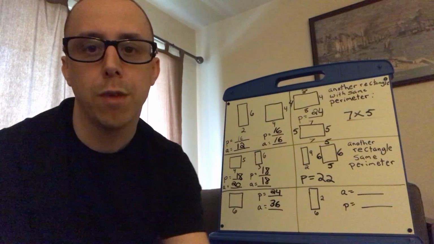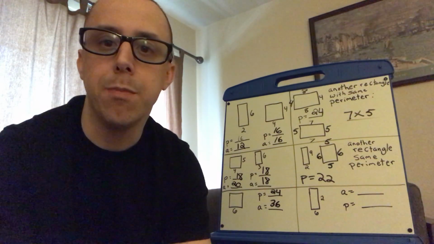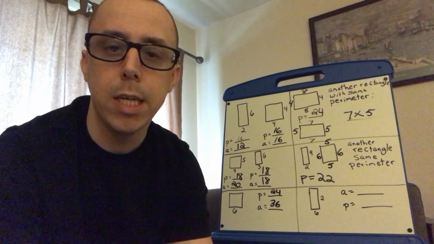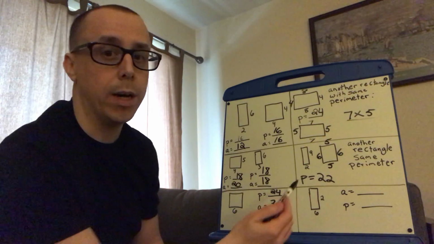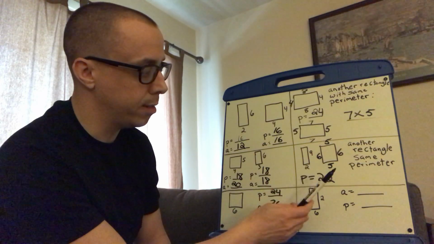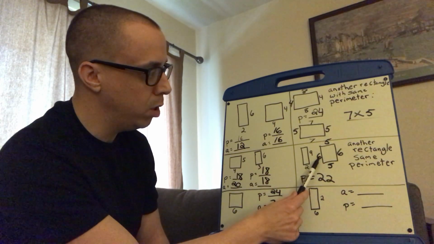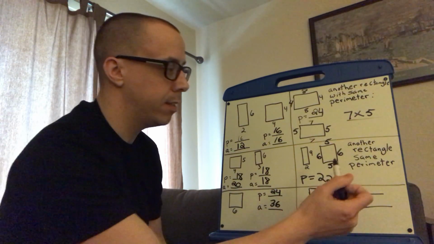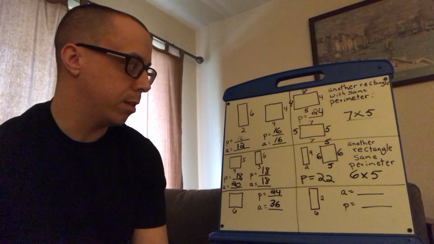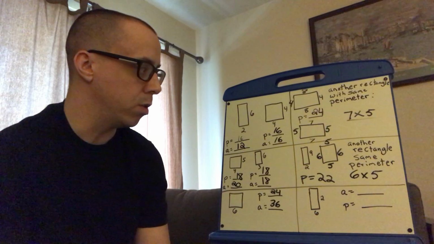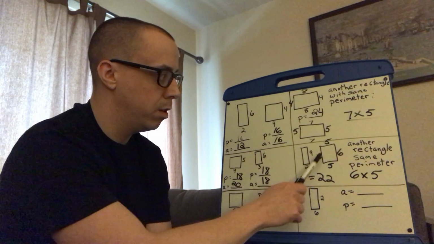So when working with rectangles here today, remember that you keep in mind that opposite sides are equal, and if it's a square, all 4 sides are equal. So anyway, our second to last one here, we're going to say that this is a 6 by 5 rectangle that gives us the same perimeter of 22. Again, 12 plus 10.